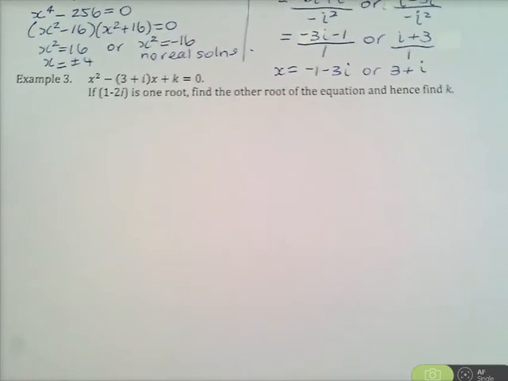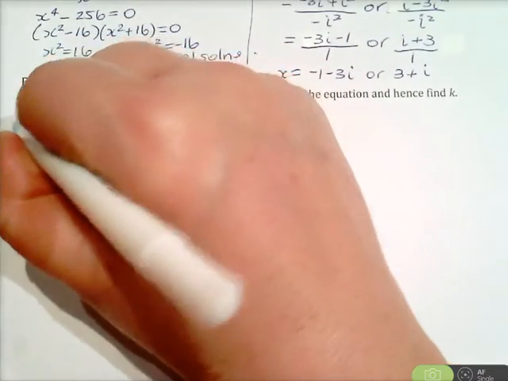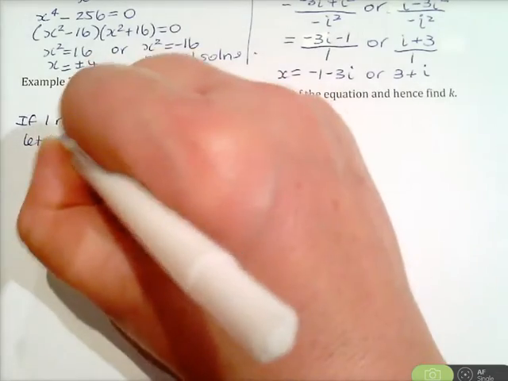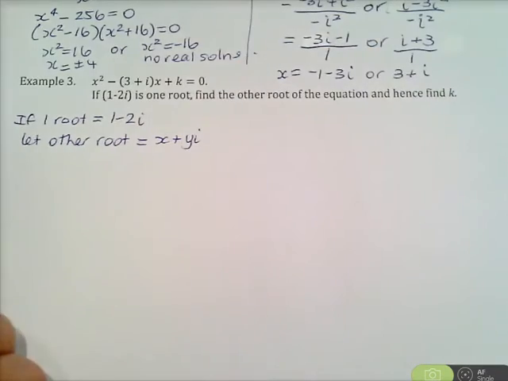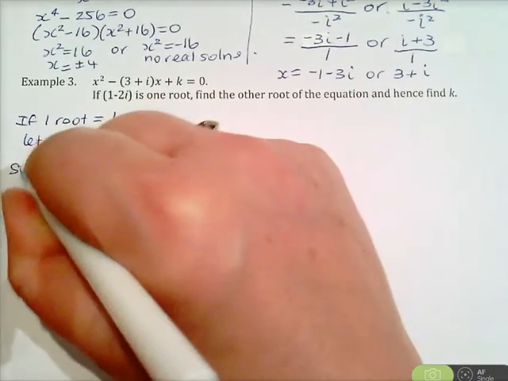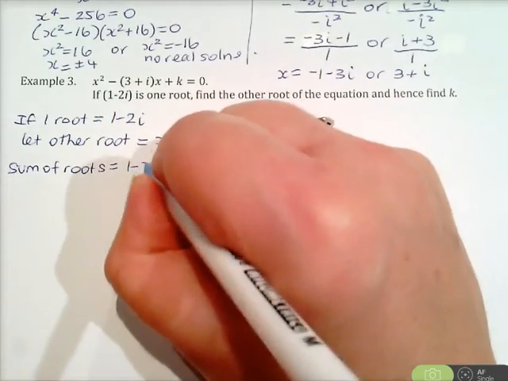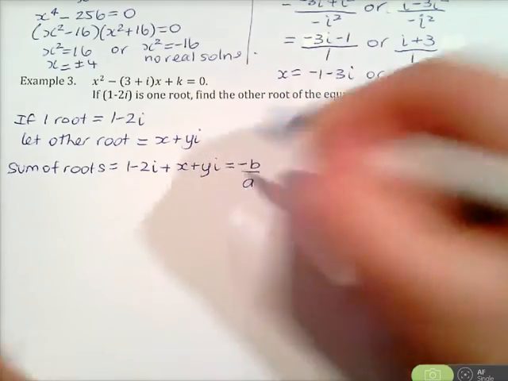Now, we cannot say that the other root is 1 plus 2i. The reason is we've got a complex coefficient in this quadratic equation, so you can't do that. So if one root is equal to 1 minus 2i, we're just going to let the other root equal x plus yi. That's all that we can do. So what we can now do is try sum and product of roots. So the sum of roots is 1 minus 2i plus x plus yi, which equals minus b on a.